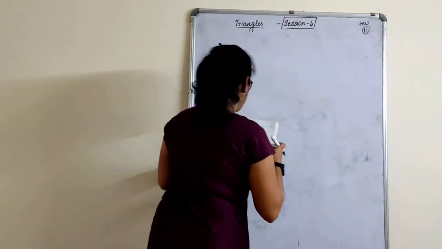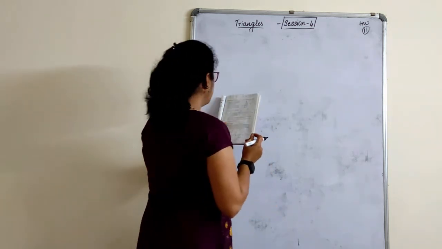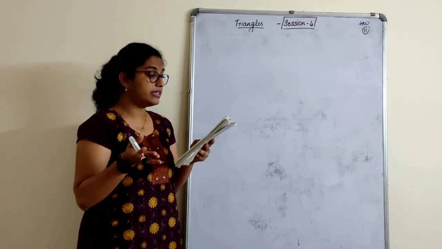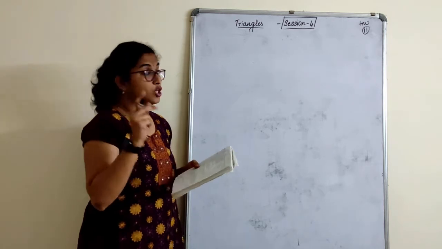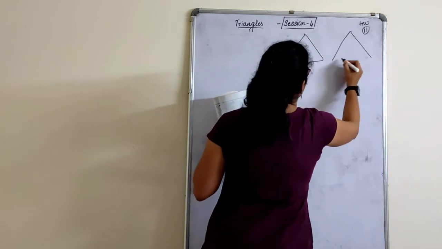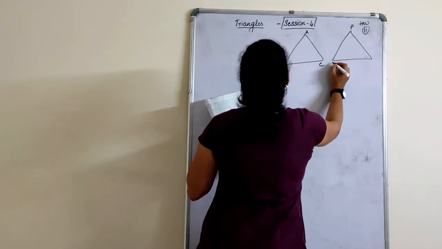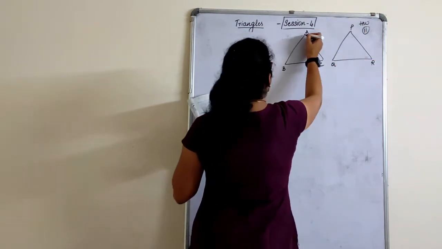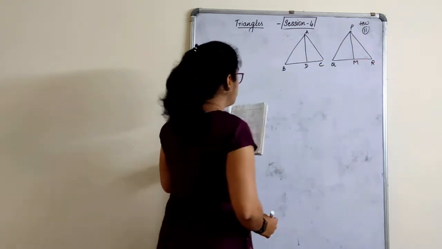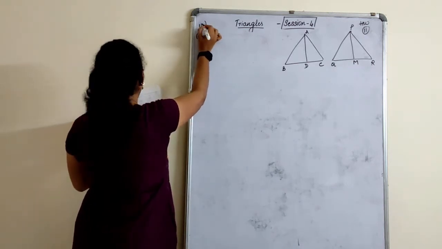Okay, 12th one. Sides AB, BC and median AD of a triangle ABC are respectively proportional to the sides PQ, QR and median PM of a triangle PQR. Two triangles are given. So this is A, B, C, P, Q, R. This is the median AD and this is the median PM. So given, we will write, this is the 12th one.